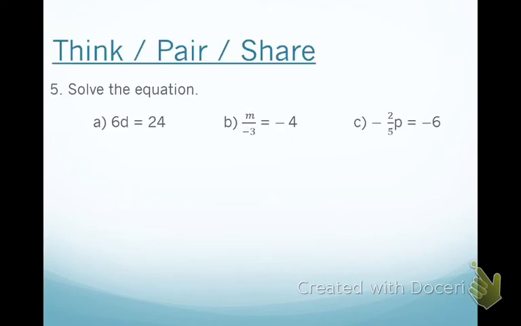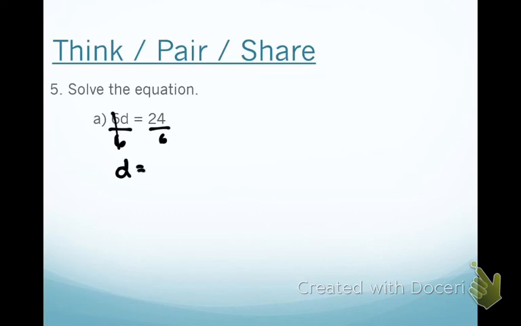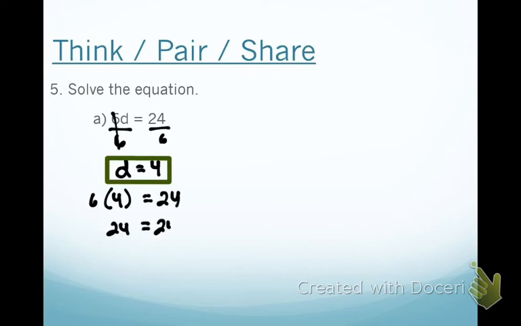So here we've got a think, pair, share section. I want you guys to go ahead and try to do it on your own. As I walked around, I think pretty much everybody got this one correct. You divide by 6 on both sides, so D equals? Everybody? 4. You were so excited to move on to the next one. So now we have 6 times 4 equals 24, and we do know 6 times 4 is in fact 24, so they do equal each other.